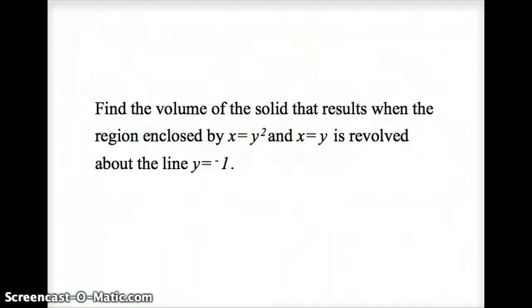Find the volume of the solid that results when the region enclosed by x equals y squared and x equals y is revolved about the line y equals -1. Now, before going on, notice how it's revolved around the line y equals -1, unlike my old problem where it was revolved around the x-axis. Most of these problems are revolved around the x or y-axis, not an actual line, so we're going to have to deal with that too.